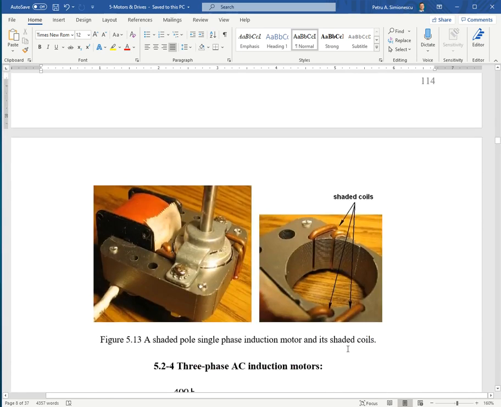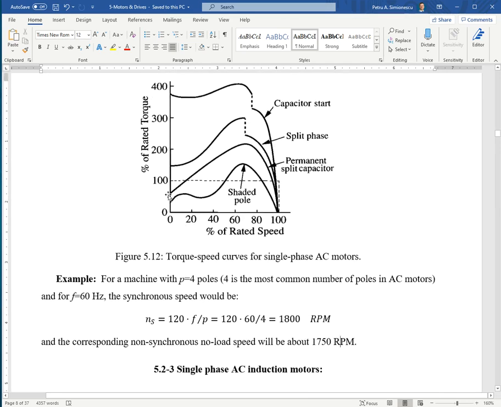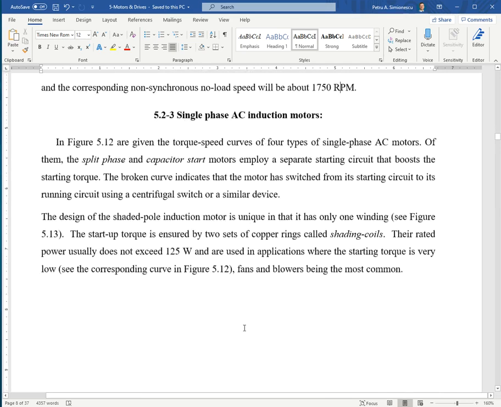Okay, so here's the picture of a shaded pole single-phase induction motor. No moving contacts, very long-lasting. You see them in bathroom fans. Of course, their demise is due to the buildup of dust, damp or wet particles. They can clog the rotor, and having such a low stall torque, you can burn them.